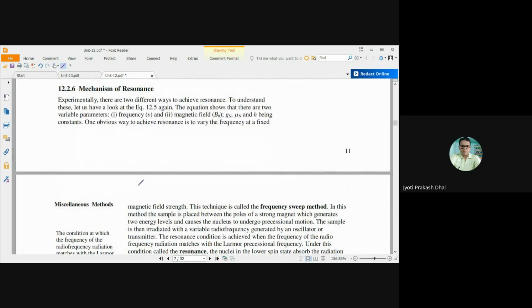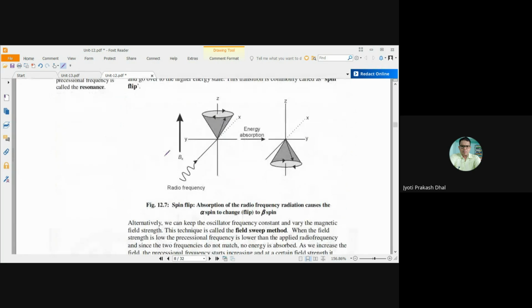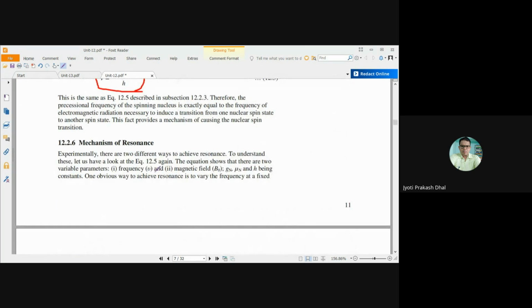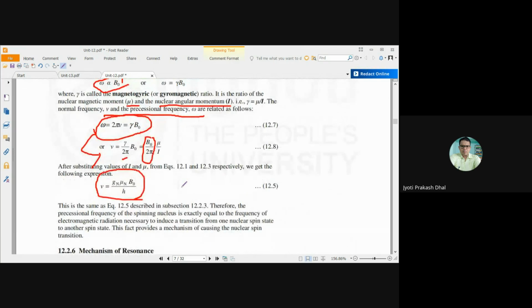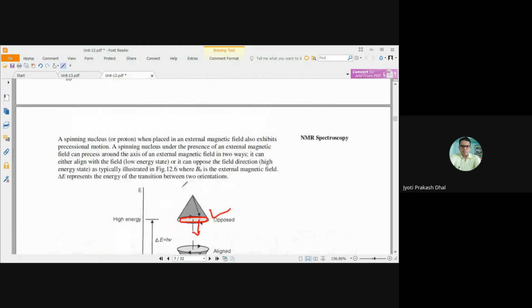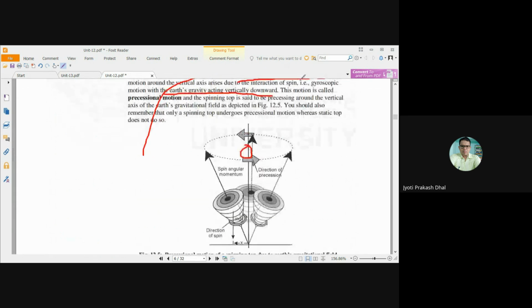Now coming to the mechanism of resonance. There are two different ways of achieving resonance. To understand this, let us look at diagram number 12.5, the precessional motion diagram.